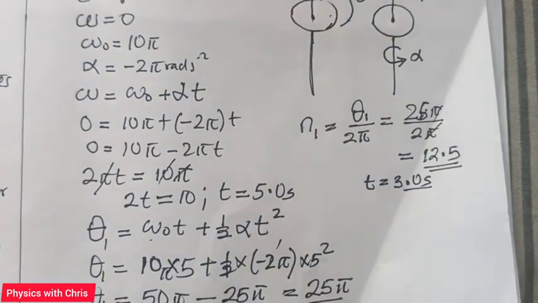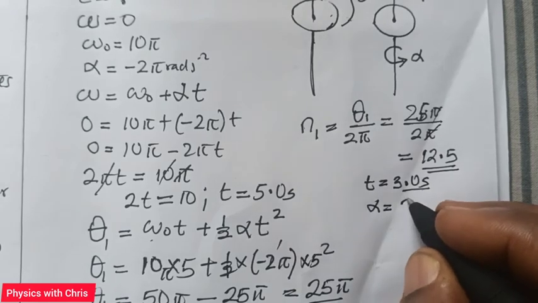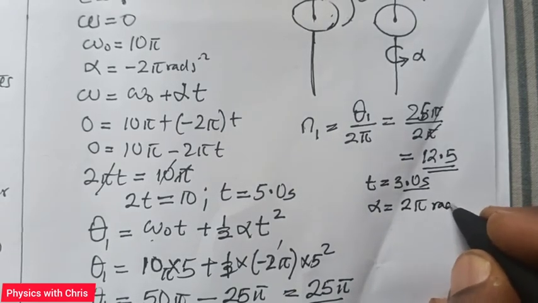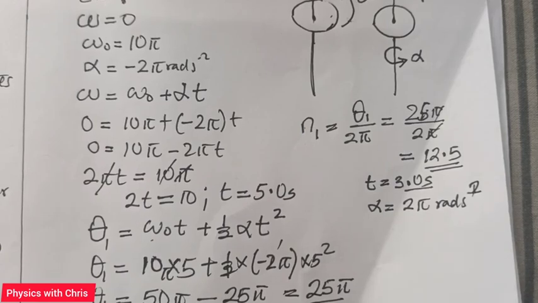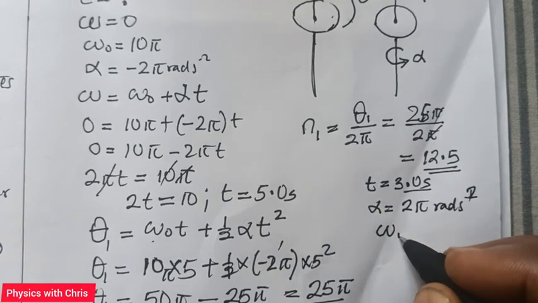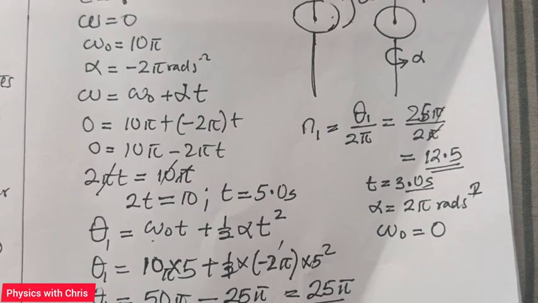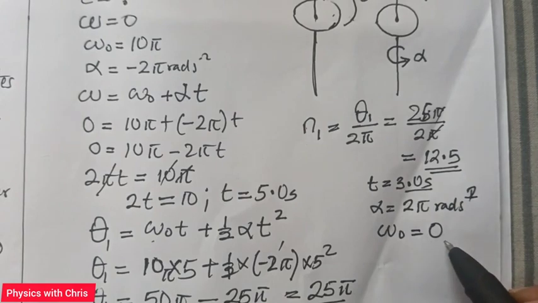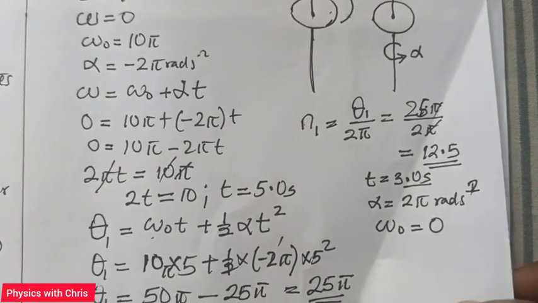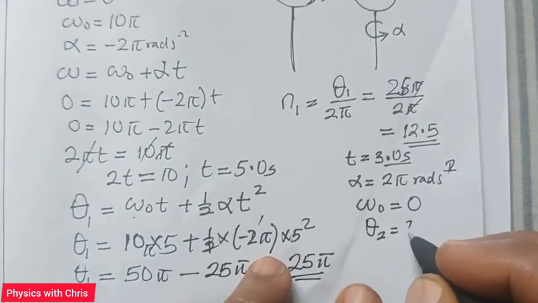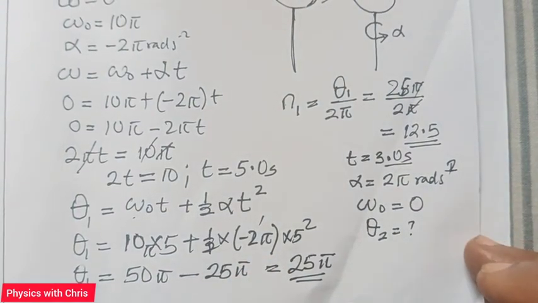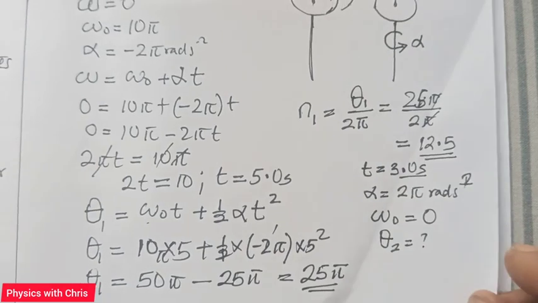This time around, we'll take the acceleration as positive, a change in direction of the body, 2 pi, now positive. I'm going to use one of the equations of motion to find the angular displacement. Since it comes to rest before it starts the second part of the rotation, the initial angular velocity becomes 0. Let's call that theta 2, the total displacement completed after 3 seconds.